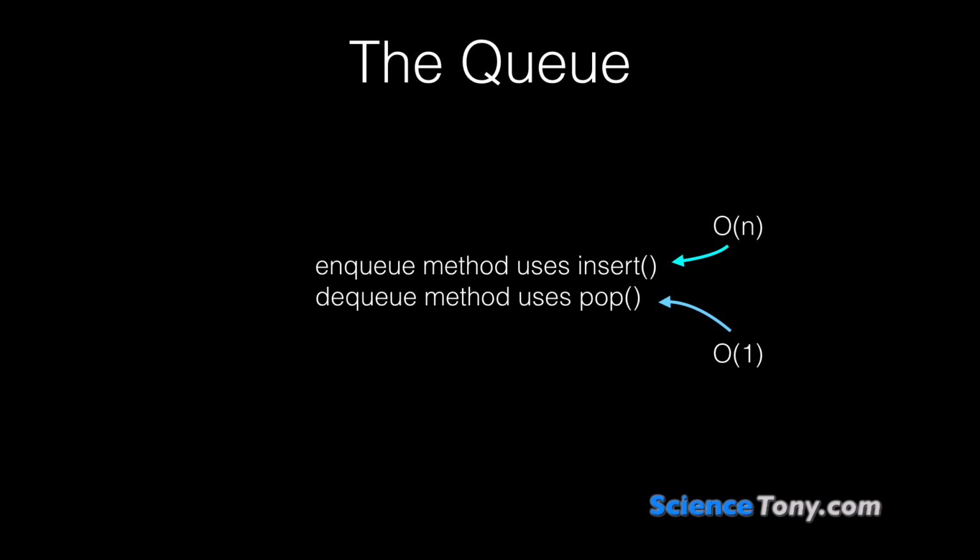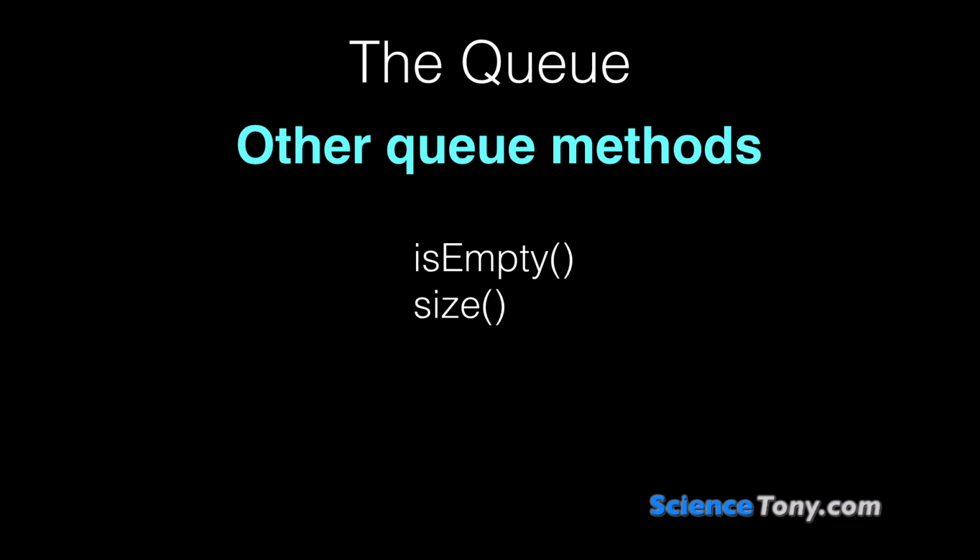Enqueue method uses insert, so that's different from a stack, which uses append because it appends something to the end of the list. We're going to use insert because we want to insert something at the beginning of the list. That has a complexity of O(n), whereas dequeue has a complexity of constant time because we're going to use pop just to pop things off at the end. Other queue methods are isEmpty and size. These methods will just give us information about the queue itself.